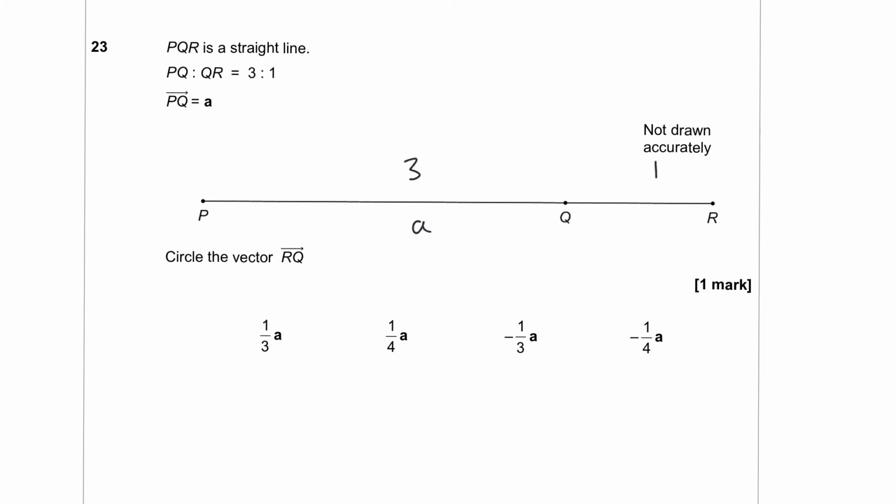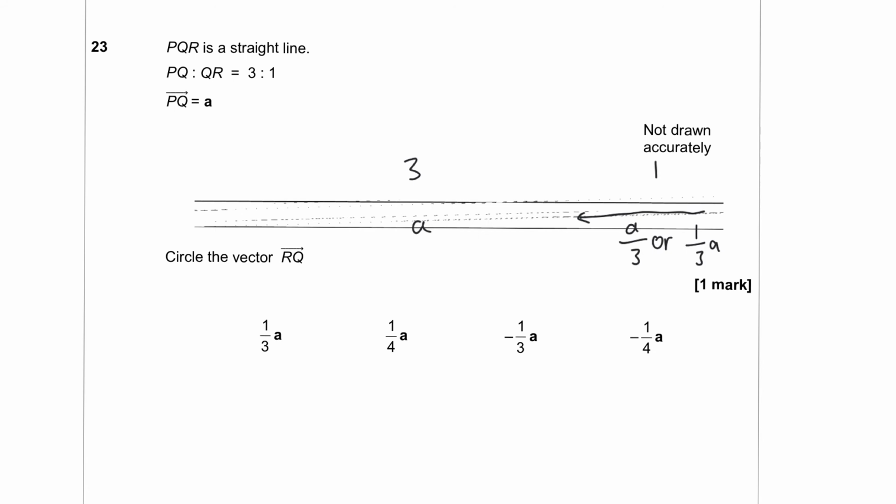Okay, so if we know that the ratio is 3 to 1, then in terms of writing out QR in terms of A, it's the same as saying A over 3, or another way of writing that is a third of A. So because we know it's a third of A, but now we're writing the vector for Q to R, it's going to be negative a third of A because it's going in the opposite direction to QR. So it's going to be minus a third A. And the only one that's closest to that is this one.